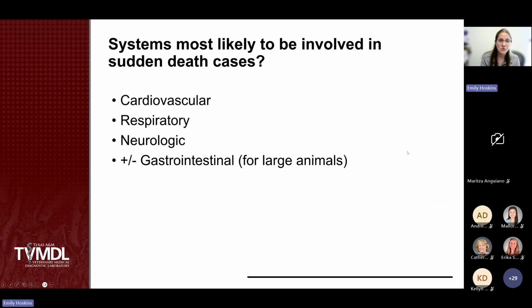And then when it comes to submitting tissues for a sudden death case, if you're doing a field necropsy and you need to submit tissues and you're limited on how many you can submit, the systems that are most likely to be involved in sudden death cases are going to be cardiovascular, respiratory, neurologic, and then plus or minus gastrointestinal for large animals. There are always going to be exceptions to the rule, but in general, this is a pretty good rule of thumb to follow.